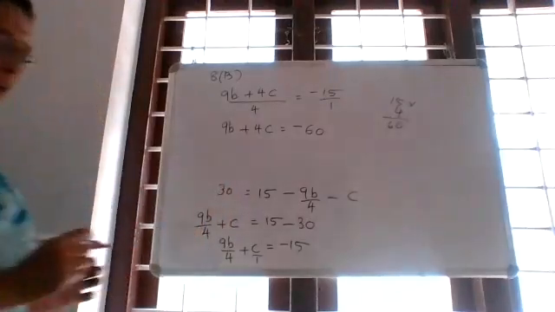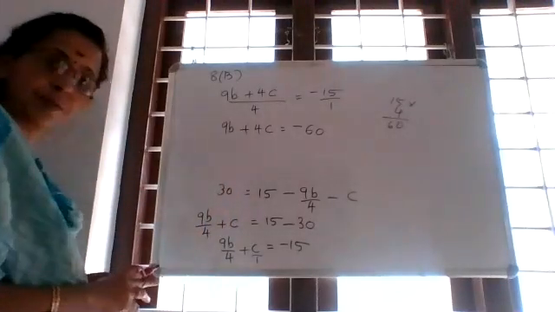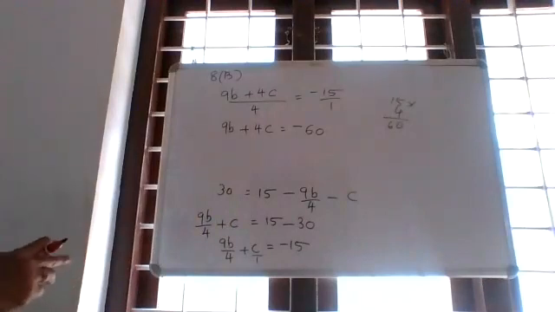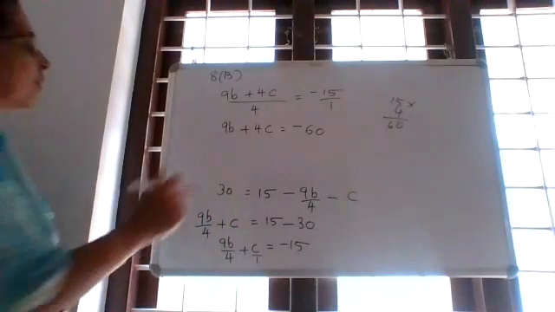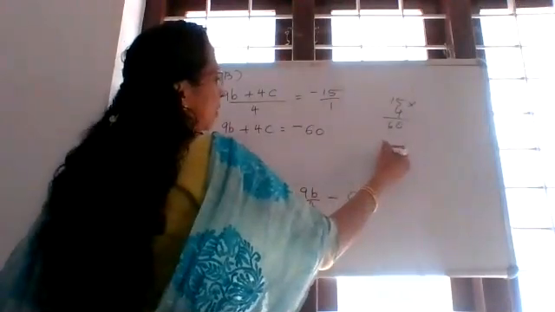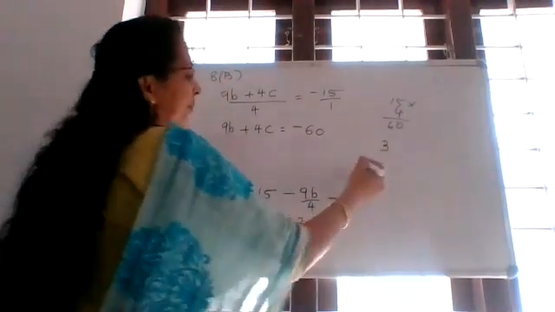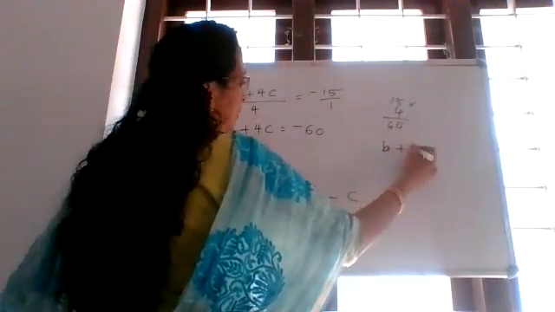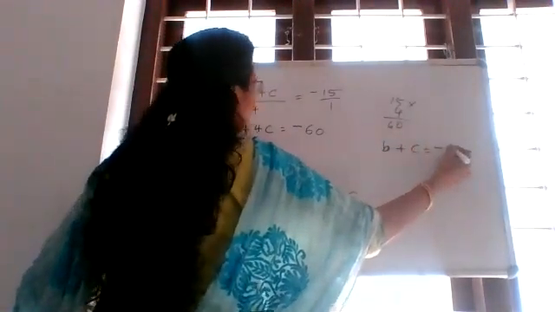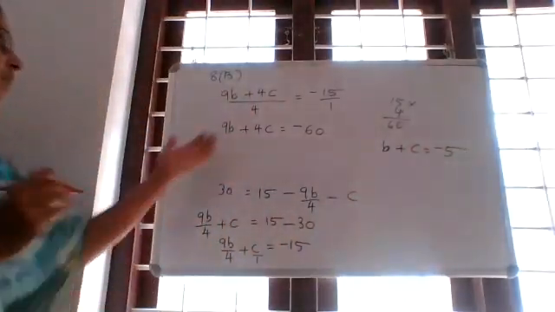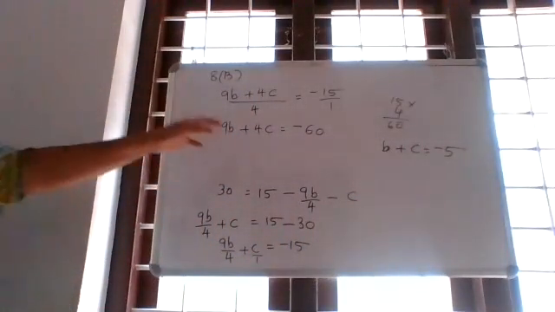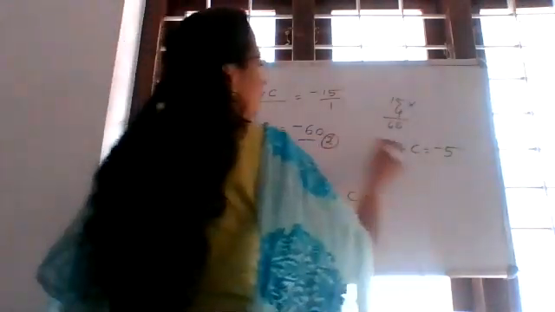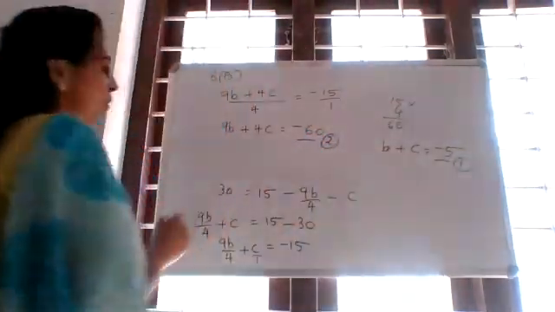Can we divide by 2 first? What about the first equation? Check the first equation. After that we can do. b + c is equal to −5. So can we divide this? No. 9b + 4c = 8, can't divide. So this will be equation number 2 and this will be equation number 1. Solve 1 and 2.